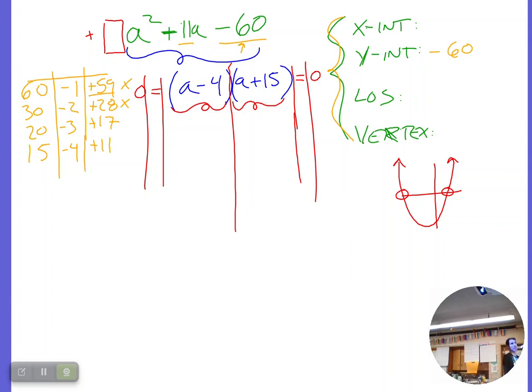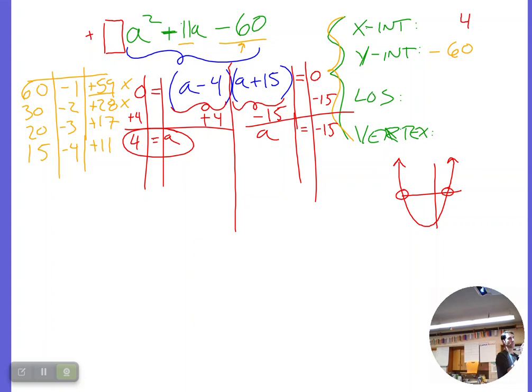So just looking at a minus 4, what will I do to both sides to get the a by itself? Add 4. Plus 4, plus 4, and we get 4 is equal to a. There's one of my intercepts. What will I do to both sides here? Subtract 15, and we get a is equal to negative 15. These are x-intercepts, because the factored form will give us the x-intercepts. So our x-intercepts are negative 15 and 4.